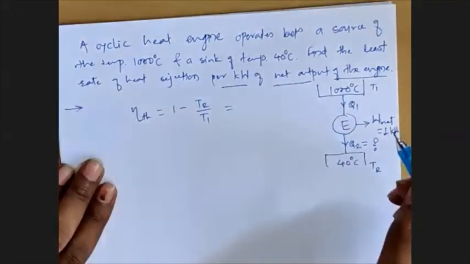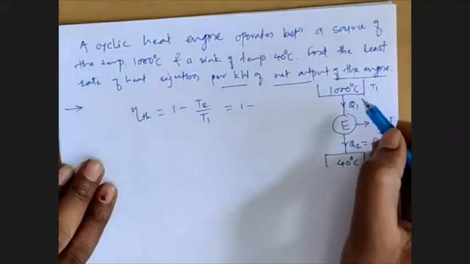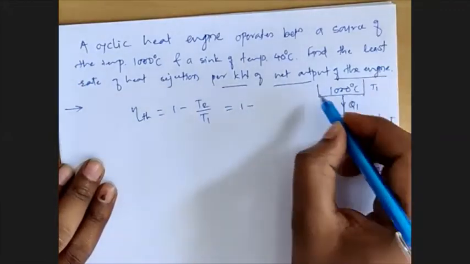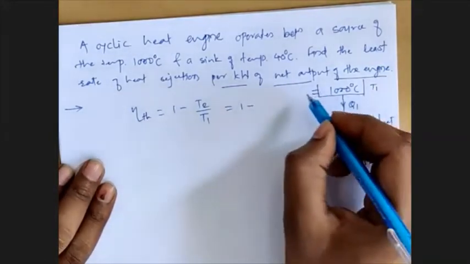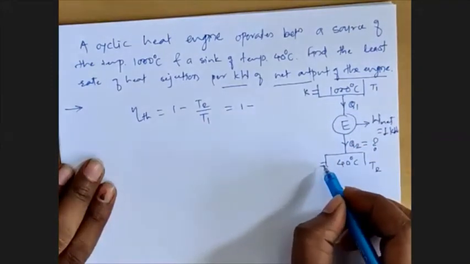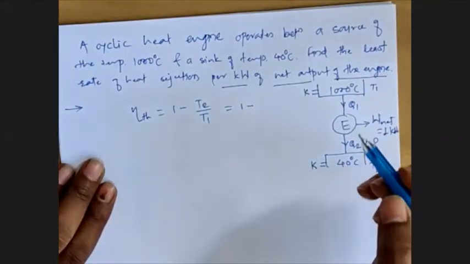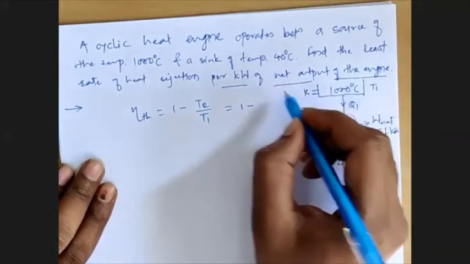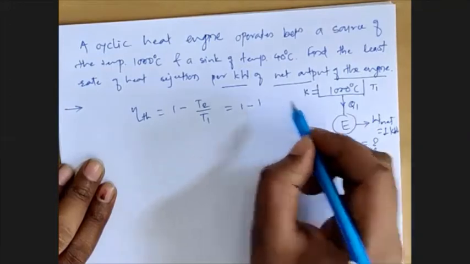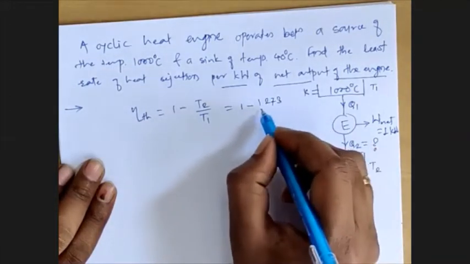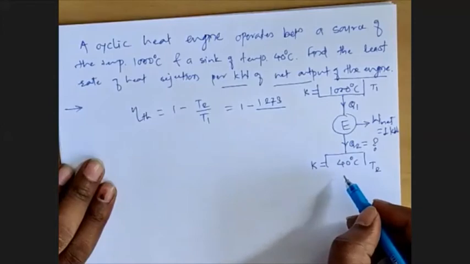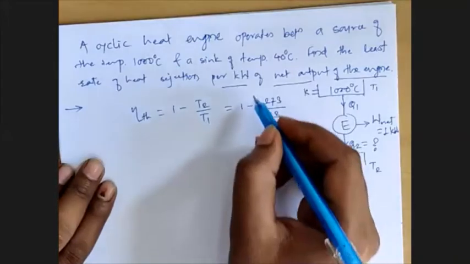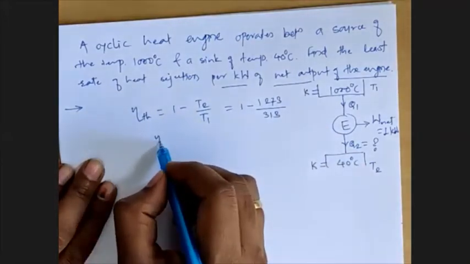Put the values 1 minus. Now, before putting these temperatures in the calculation, you need to convert this 1000 degrees Celsius into Kelvin as well as this 40 degrees Celsius into Kelvin. Can somebody tell me the conversion? This will be 1273, and 40 will become 313. Very good. So calculate this one and let me know the N thermal.